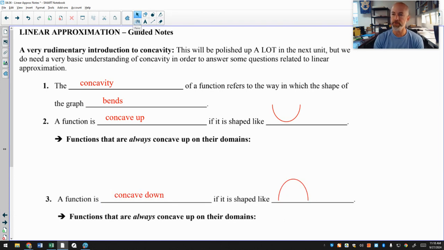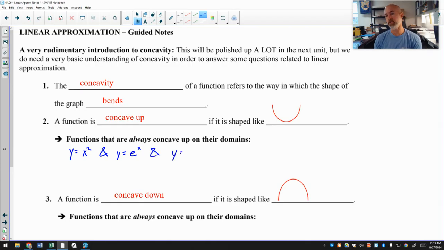There are certain functions that are always concave up, and these are ones that you should already know. Something like y equals x squared is always concave up. Y equals e to the x, you should know that is always concave up. What are some others? On its domain, the graph of y equals 1 over x squared is always concave up. So there are some functions that are always going to have that bending up shape.